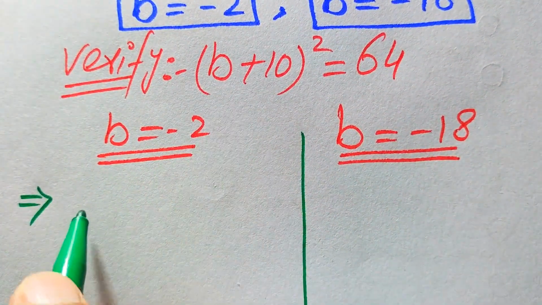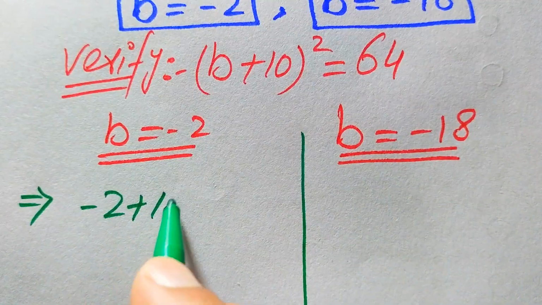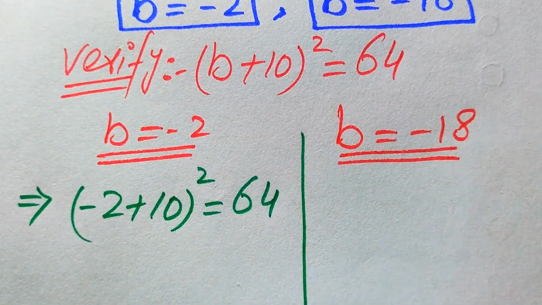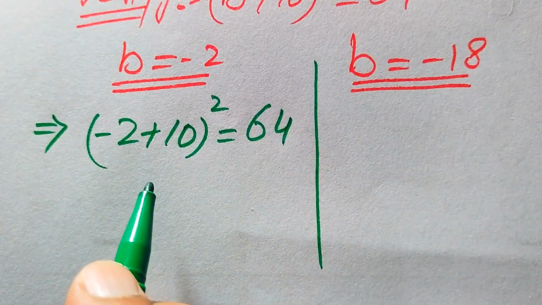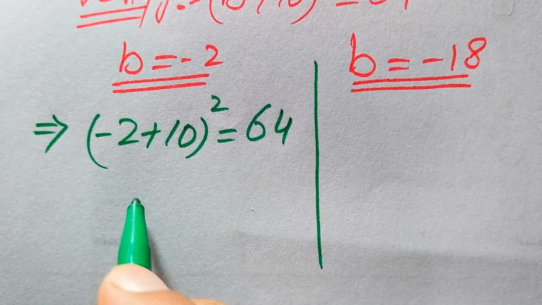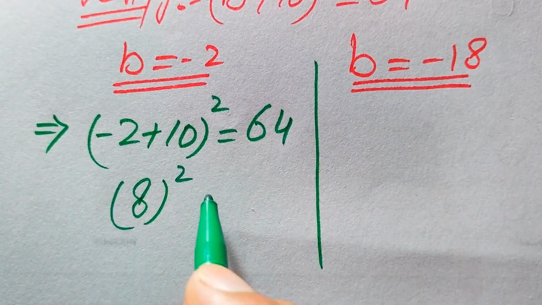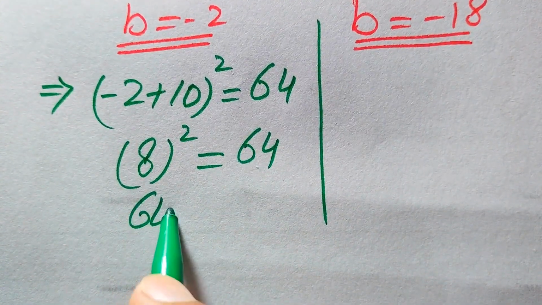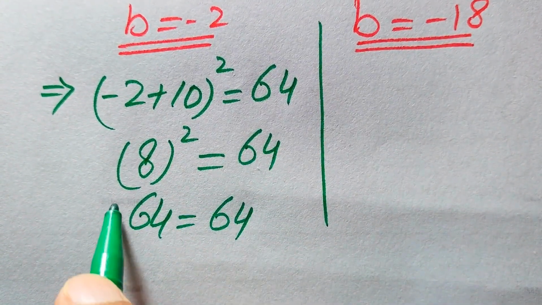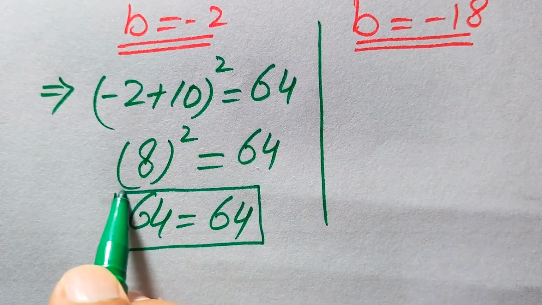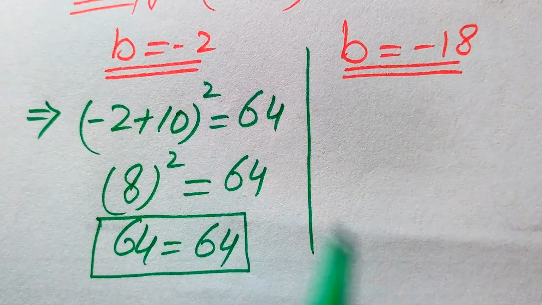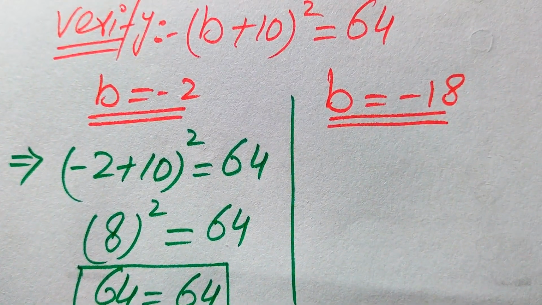When we put this value here, we get (−2 + 10)² = 64. Further we simplify this equation, and −2 + 10 becomes 8², which equals 64, and we easily get 64 = 64. This shows that both of the sides are equal. It means that the value b = −2 satisfies our given question statement.